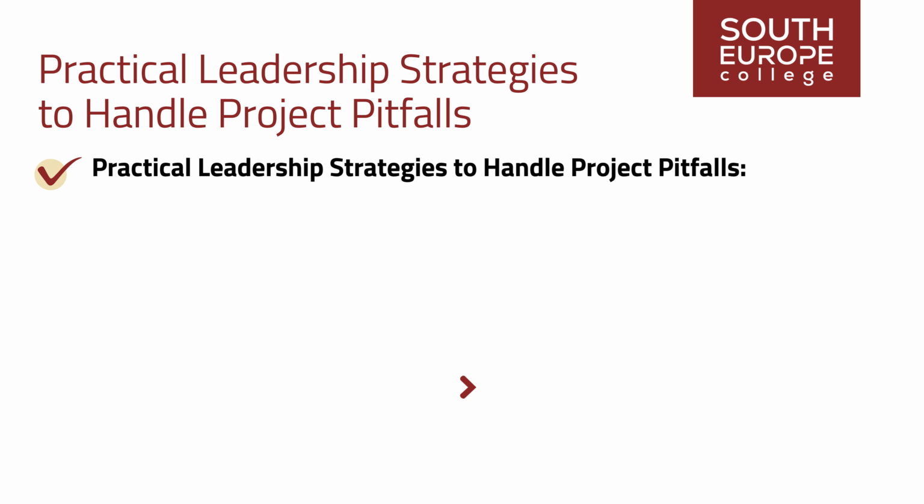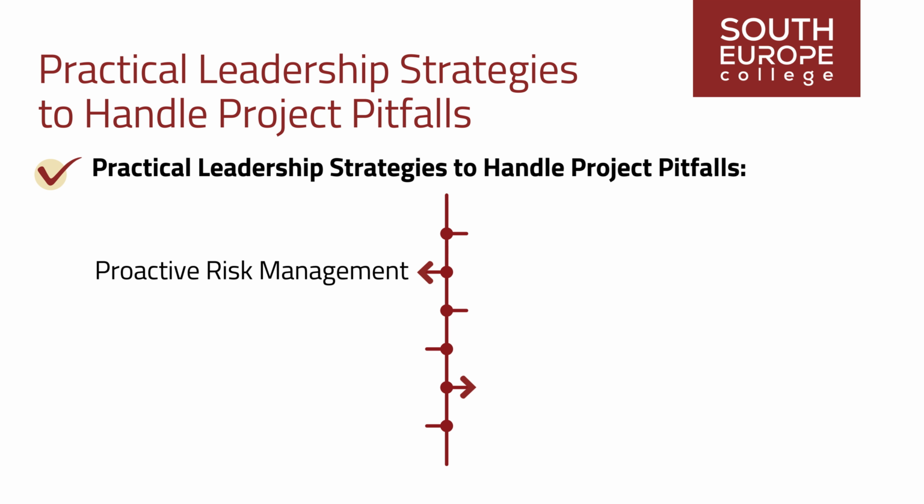Practical leadership strategies to handle project pitfalls. Proactive risk management. Project leaders should implement proactive risk management practices to identify, assess, and mitigate potential risks early in the project lifecycle. This involves conducting comprehensive risk assessments, developing contingency plans, and regularly monitoring and reassessing risks throughout the project. By anticipating and addressing potential pitfalls in advance, project leaders can minimize their impact on project outcomes.